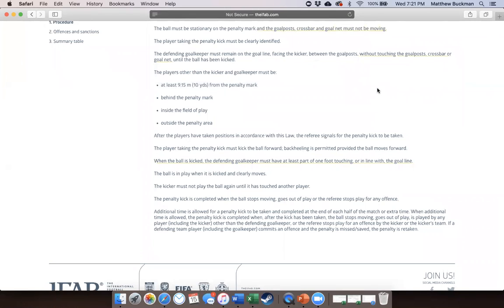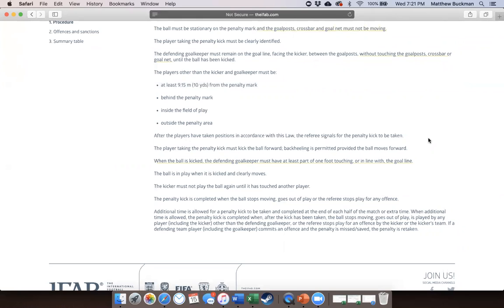Question here, can the player kick the ball a little bit forward without deliberately trying to score? Yes, they can. They just can't kick it a second time. So another player would have to touch it this time. And then lastly, the penalty kick is completed when the ball stops moving, goes out of play, or the referee stops play for an offense.